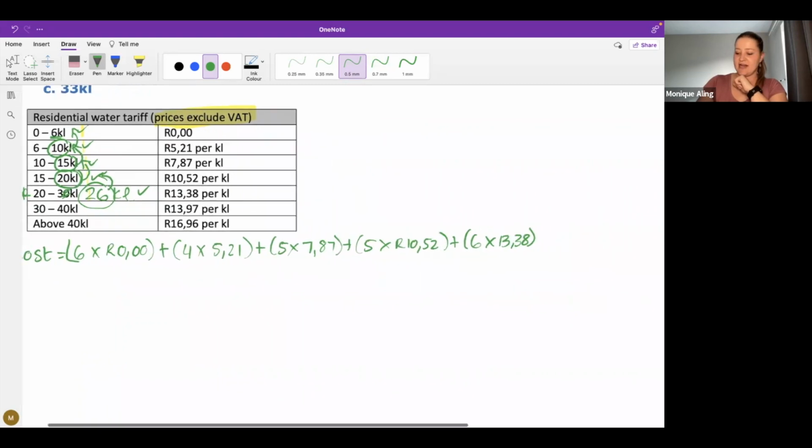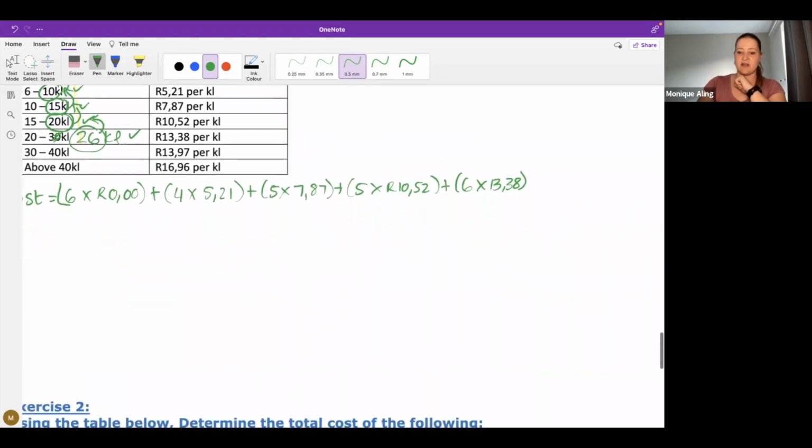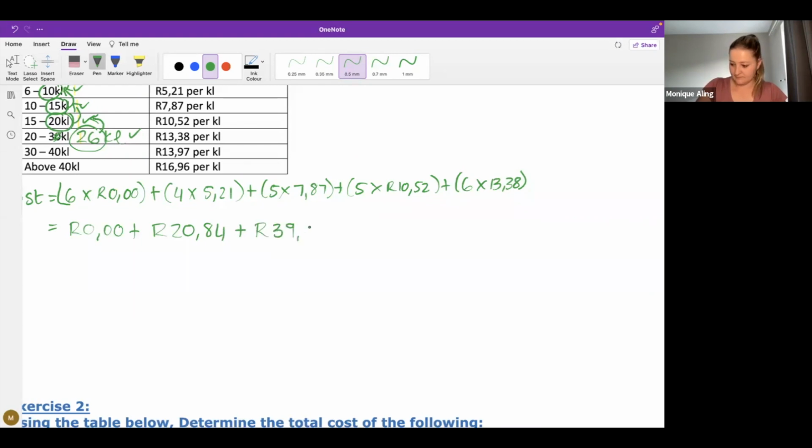Okay, Azza, carry on. And then the first bracket is 0. And then the second bracket is 20,84. The third bracket is 39,35. The fourth bracket is 52,6. And then the last bracket is 80,28.